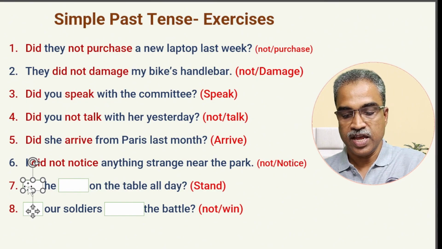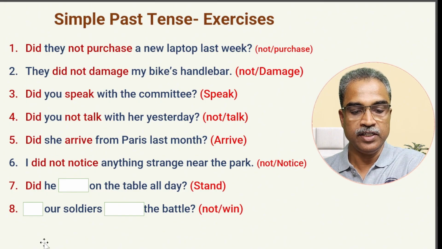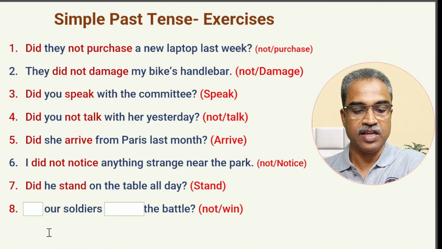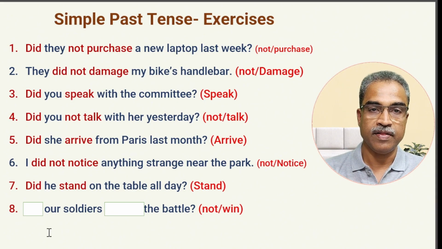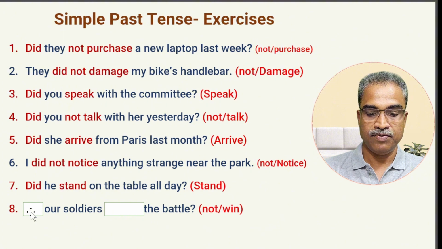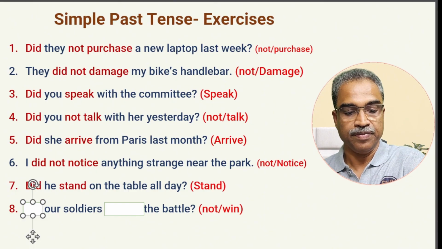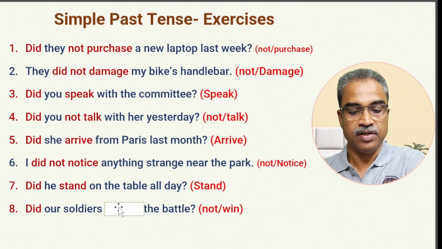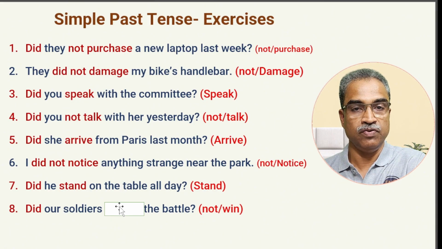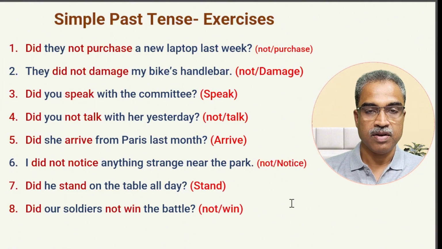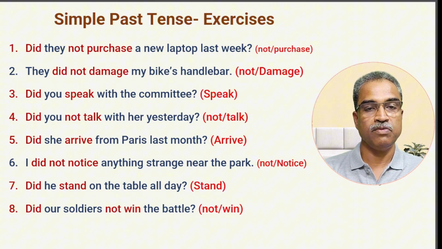And the seventh one, stand is the word. So naturally did will come. Did he, subject is here. Did he stand? Did he stand on the table all day? That's the question. And finally, we have not win. It's a negative question. So did our soldiers not win, won? So which one should we use? V1, V2, win or won? It is win. Why win? Because we have the auxiliary verb did. So we need to change into the root form. So did our soldiers not win the battle? So these are some of the exercises.